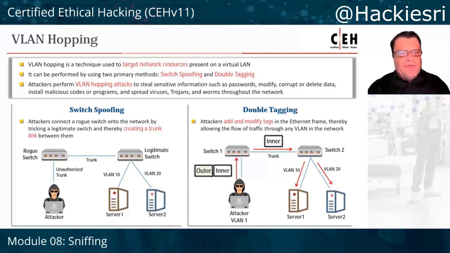On the left, we see a switch spoofing attack. In this case, attackers connect a rogue switch onto the network by tricking a legitimate user and thereby creating a trunk link between them. On the right, we have double tagging. Attackers add and modify tags in the Ethernet frame, thereby allowing flow of traffic through any VLAN in the network.